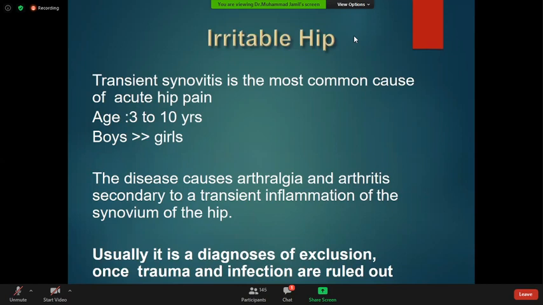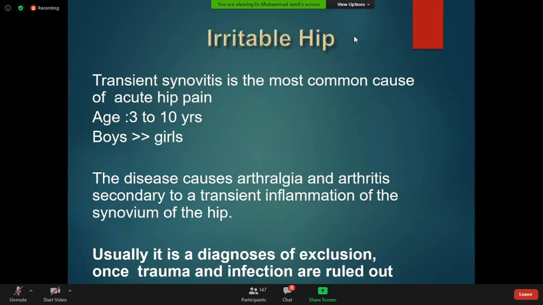The inflammation of the synovium could result in arthralgia, which is pain in the joint, while arthritis is inflammation of the joint. So there will be inflammation of the synovium, and because of that the joint will be impacted. Remember, it is a diagnosis of exclusion.